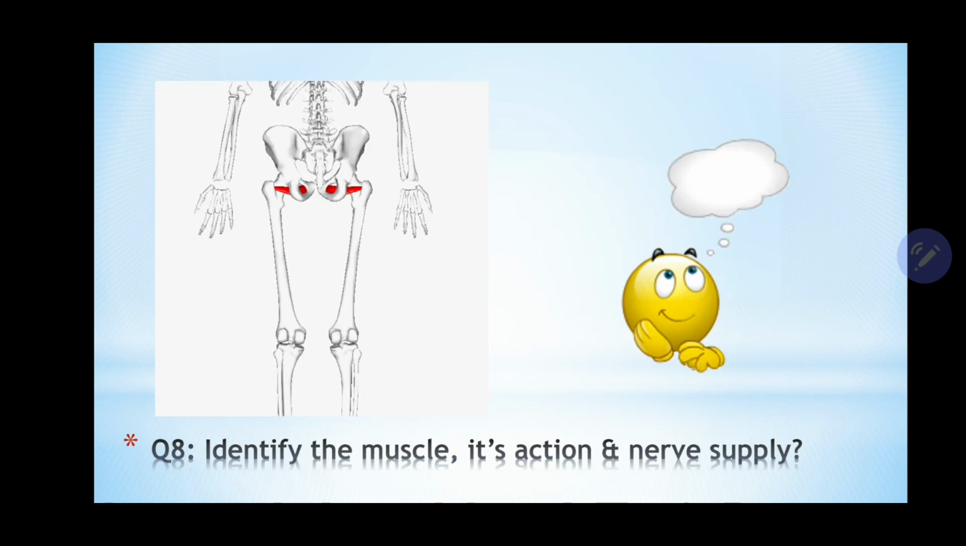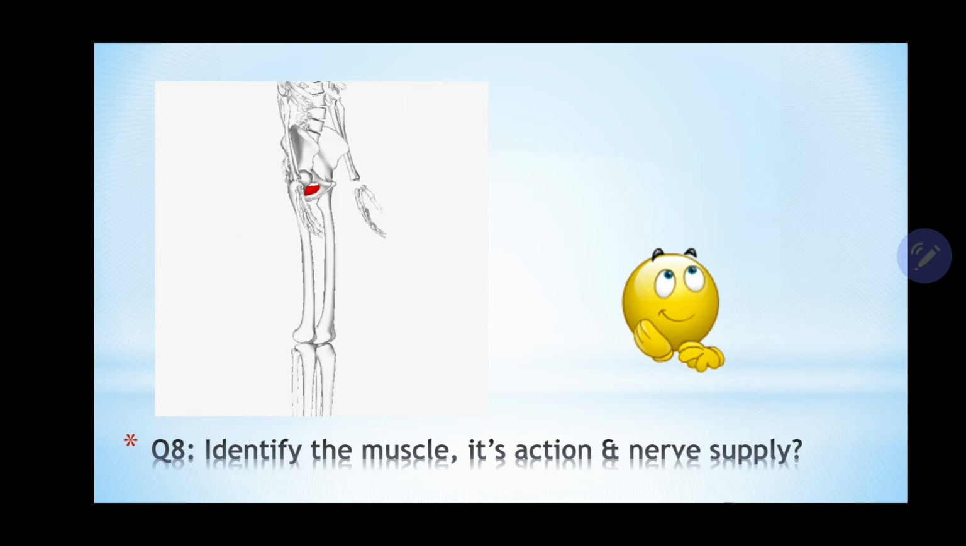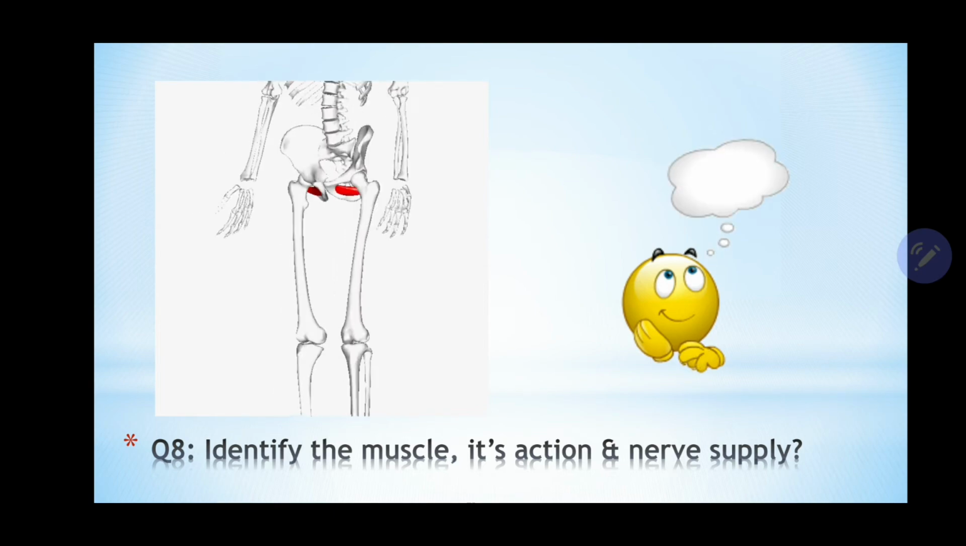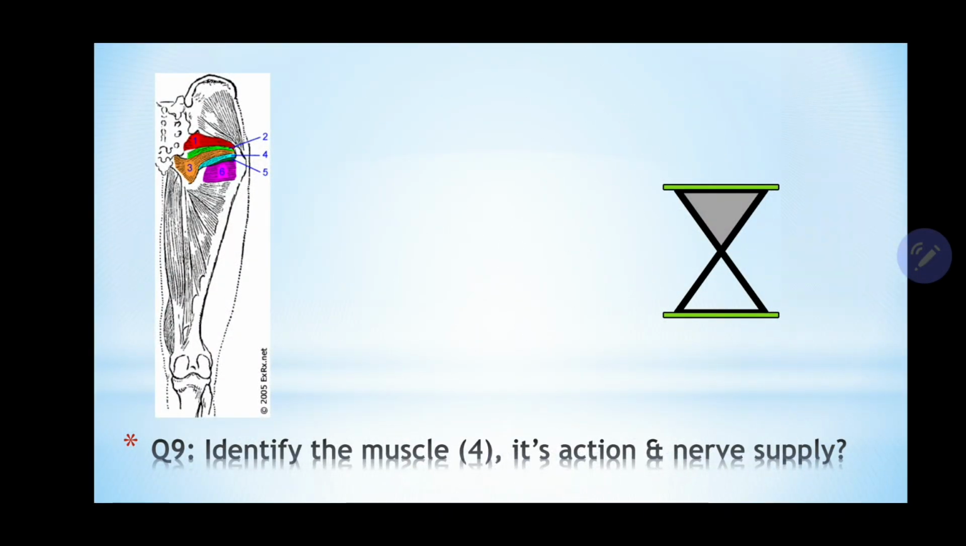Okay, so this muscle is innervated by the posterior division of obturator nerve, and that is L2, L3, L4 ventral division. Okay, in the same diagram you've already seen, you have to identify the muscle number 4, its action and nerve supply.